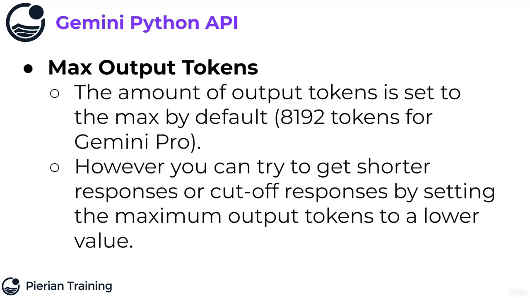First, let's start off with a simple parameter, and that is the max output token. The amount of output tokens is set to the absolute maximum that the model can produce by default. That is to say, for Gemini Pro, it can only produce a maximum of 8,192 tokens, and that's actually the default value. However, you could adjust this parameter in a generation configuration object that we'll see later on to try to get shorter responses or cut off responses by setting the maximum output tokens to a lower value. Setting the maximum output tokens to a lower value in combination with a prompt asking for a shorter reply tends to work well to get your model to generate a shorter response.